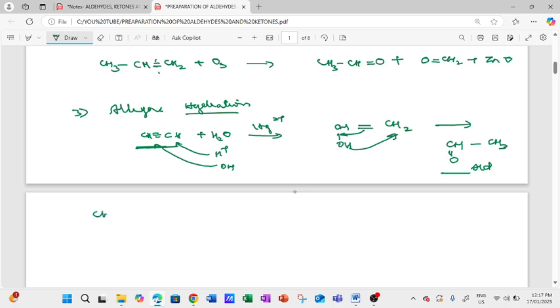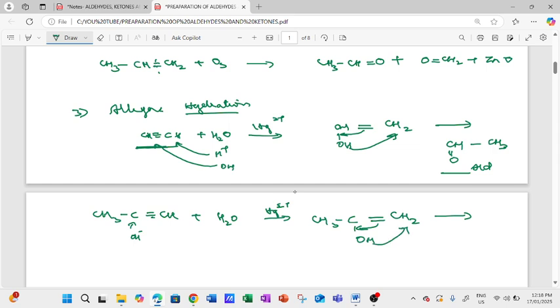If you take an unsymmetrical alkyne like CH3, C triple bond CH, when you add water in presence of Hg2+, this time you follow Markovnikov's addition. OH will go to this carbon because that is the carbon with the lesser number of hydrogens. So CH3, C with the OH, triple will change to double, and the last carbon with CH2, one hydrogen. And there also the rearrangement like this: oxygen will get a double bond and hydrogen will go to the opposite side. We get CH3, C double bond O, then CH3. Here we got a ketone.